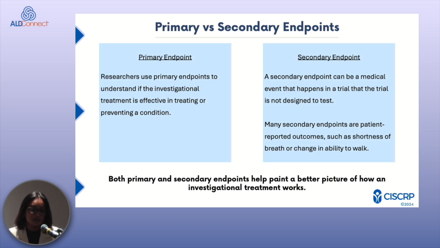Many secondary endpoints are patient-reported outcomes, such as shortness of breath or change in ability to walk. Because of this, patients may be given access to diaries or electronic diaries so they can report or log any of their outcomes throughout the trial process. But in the end, both primary and secondary endpoints help paint a better picture of how an investigational treatment works.